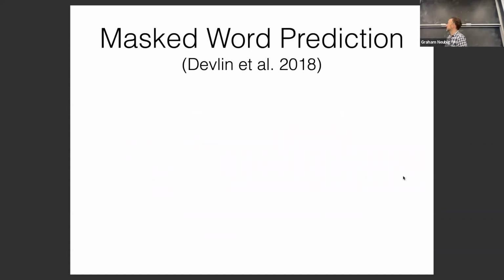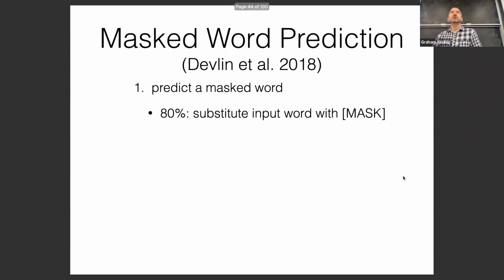So the masked word prediction objective, this is kind of the major innovation that BERT proposed. And the way it works is you mask out a word in the input. So basically, like, you have "my dog is cute," and what you do is you mask out this word. Or you actually mask out 15% of the words in the input, or BERT masks out 15% of the words in the input. And then you try to predict the word.